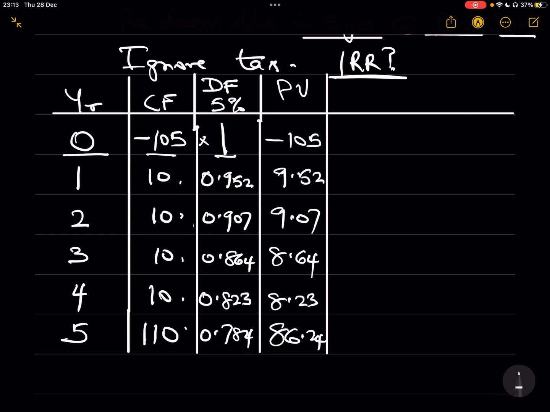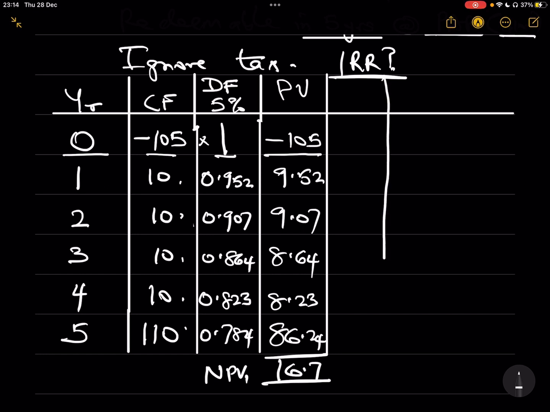86.24. So the net present value, which is the addition of both the outflow and all the inflows together, let's add together: 86.24 plus 8.23 plus 8.64 plus 9.07 plus 9.52 minus 105. That's 16.7. So this is NPV. So that's our first NPV that we have.